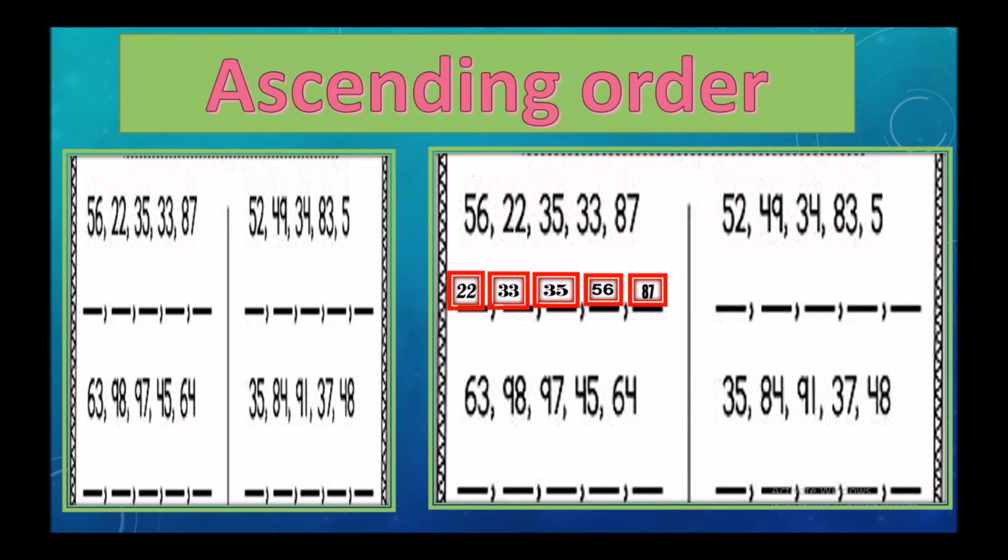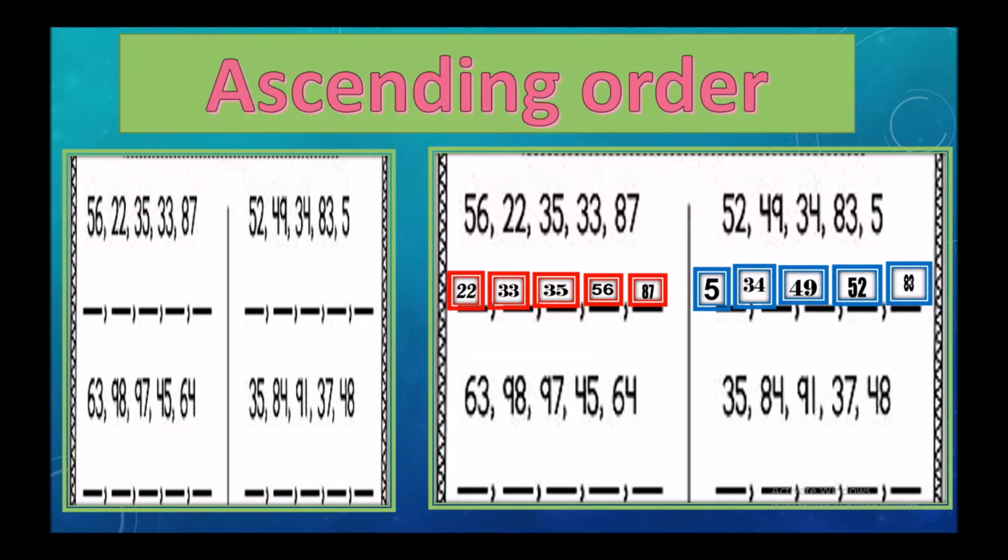Now next, 5 is the smallest number. Then 34. Next number is 49. Then 52. Then 83. Third one you can see 63, 98, 97, 45, 64.